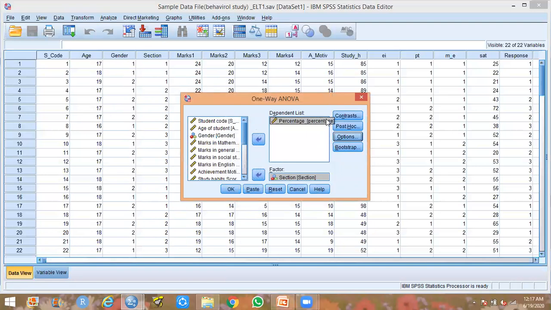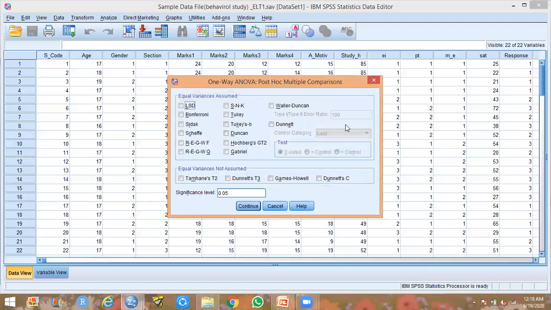If a significant difference is there among the groups, then we go further to find in which group you have the significant difference. Is it between A and B, B and C, or section A and C? That's why you can extend the analysis of variance with the post hoc test. So I am clicking on post hoc test.